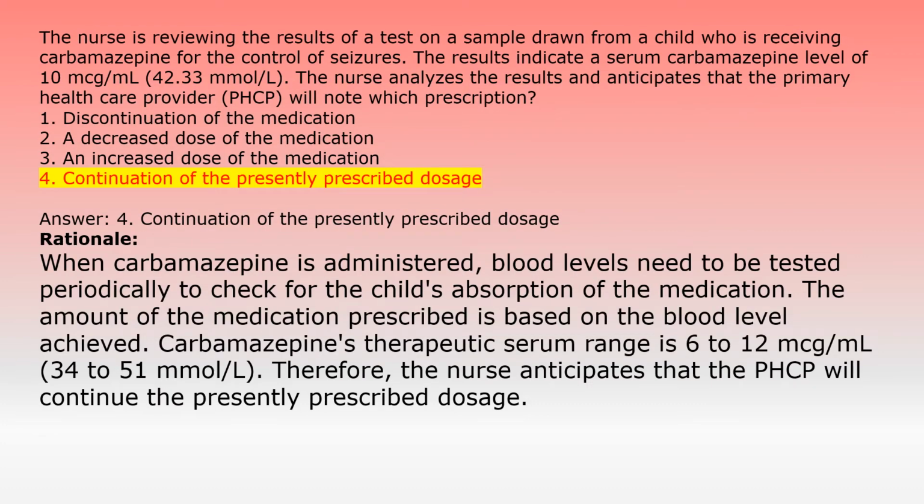Answer. 4. Continuation of the presently prescribed dosage. Rationale. When carbamazepine is administered, blood levels need to be tested periodically to check for the child's absorption of the medication. The amount of the medication prescribed is based on the blood level achieved. Carbamazepine's therapeutic serum range is 6 to 12 mcg per milliliter, 34 to 51 mmol/L. Therefore, the nurse anticipates that the PHCP will continue the presently prescribed dosage.